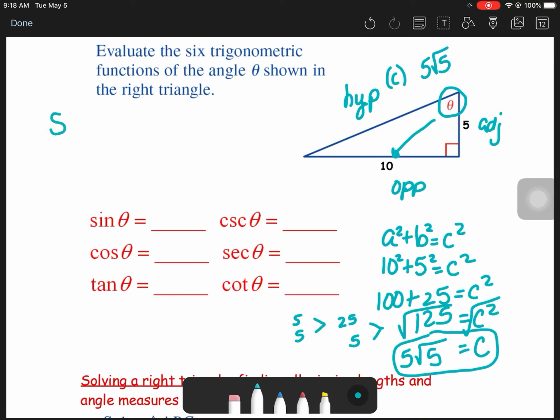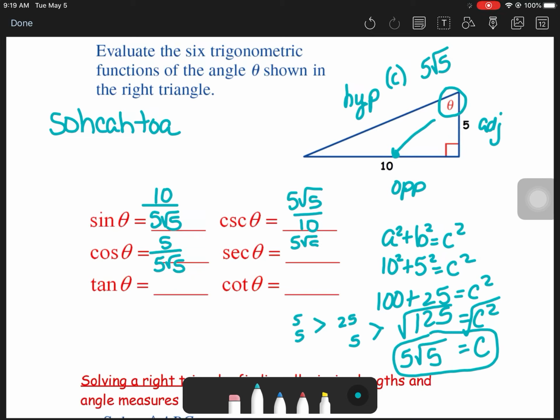So remember, we have our SOHCAHTOA. So sine is opposite over hypotenuse, which is going to be 10 over 5 square root of 5. And our cosecant will be the reciprocal. Cosine is adjacent over hypotenuse, so it's going to be 5 over 5 square root of 5. And secant is going to be 5 square root of 5 over 5.